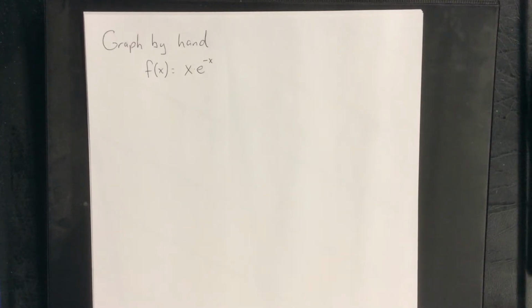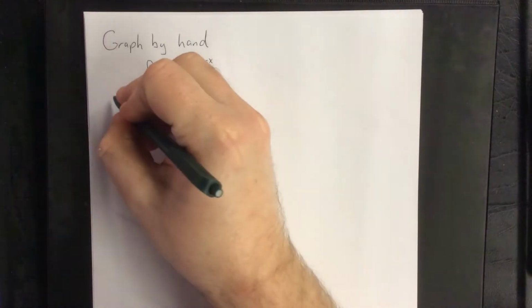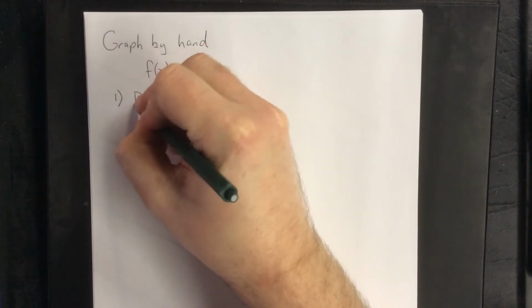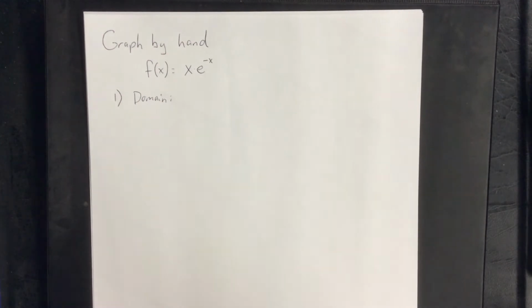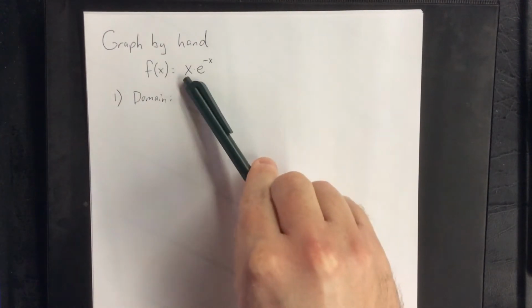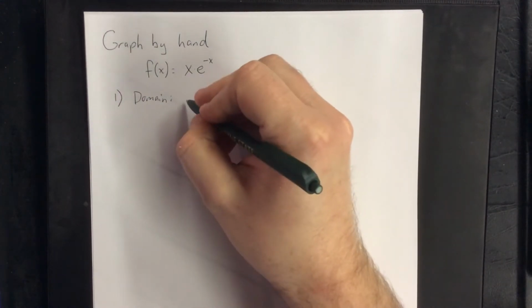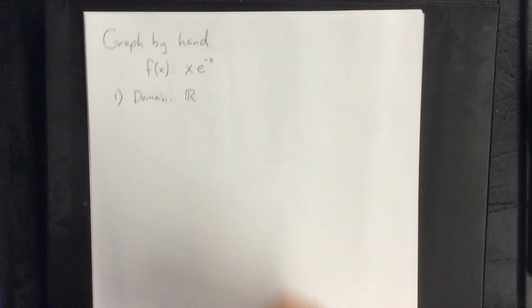Alright, here's another example of using calculus to graph by hand a function. f of x is equal to x times e raised to the negative x power. Let's see if we can run through all of the things that we're supposed to here. So the first thing we'll run through is going to be the domain. The domain for exponentials as well as polynomials would be all real numbers, so no domain issues with this one.